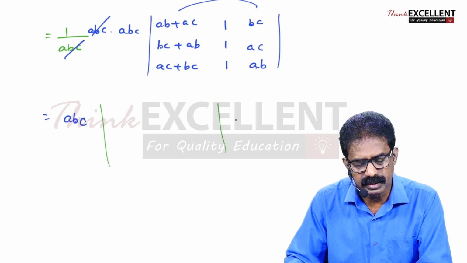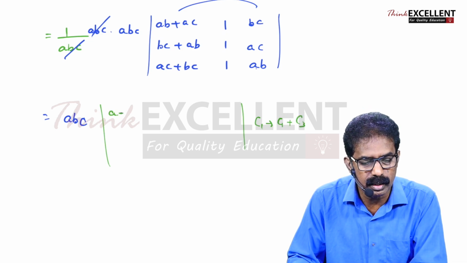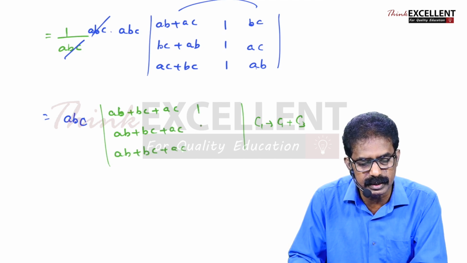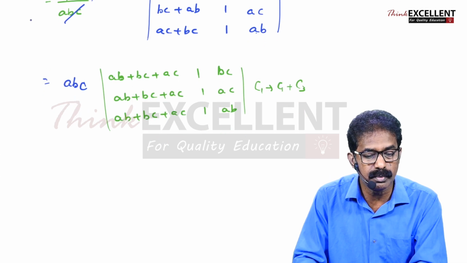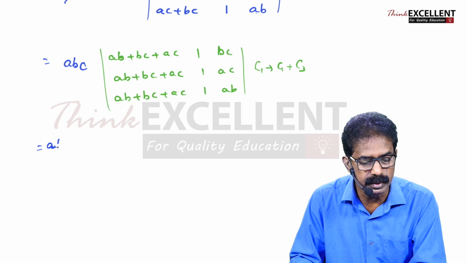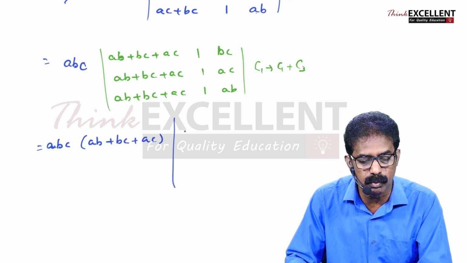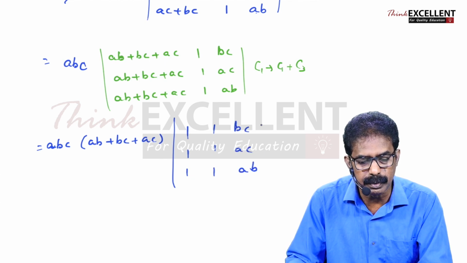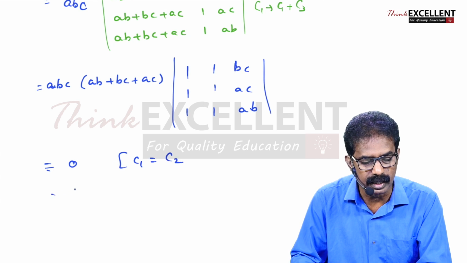So first column plus third column. You must know the reason why. So write in order, AB plus BC plus AC. Again, AB plus BC plus AC. AB plus BC plus AC. No change in the second column. Third column is BC, AC, AB. Now in the first column, that element is common, right? So already we have ABC. Now we take that AB plus BC plus CA or AC common from the first column. So it becomes 1, 1, 1. Second column 1, 1, 1. Third column is BC, AC, AB. The value becomes 0. The reason is what? C1 is equal to C2 and that is our RHS.